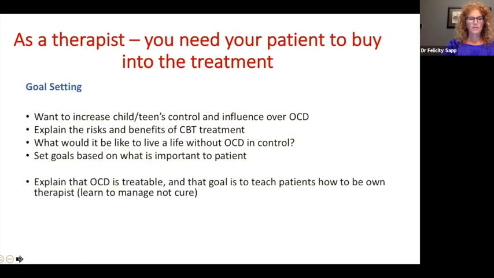I also want to explain that OCD is treatable and that my goal is really to teach the patients how to be their own therapist. And to help curb expectations, I want them to understand that the goal of treatment is to learn to manage OCD and not cure OCD.